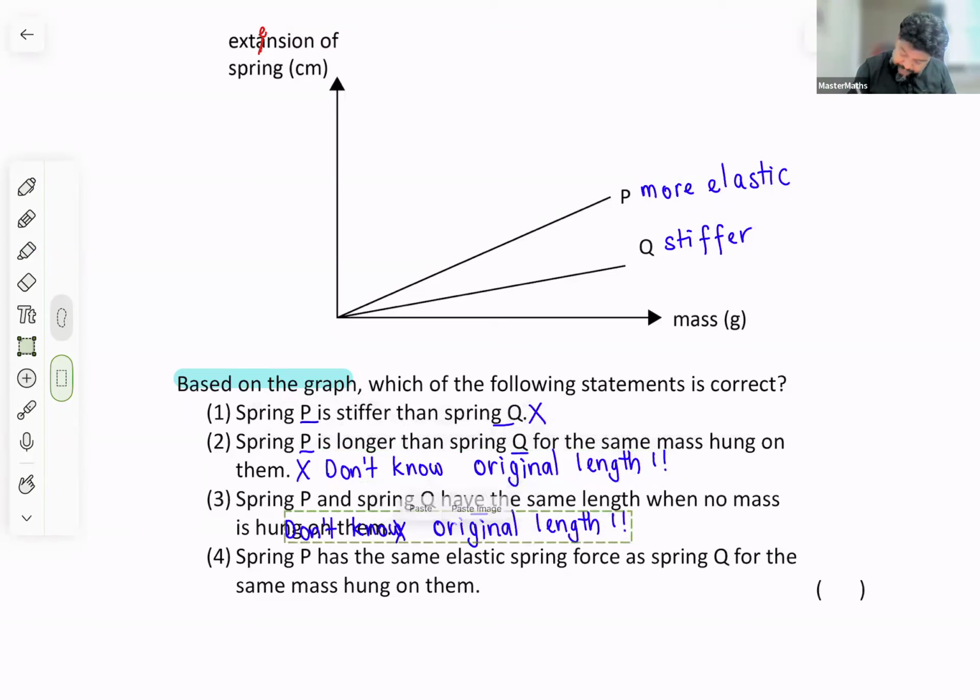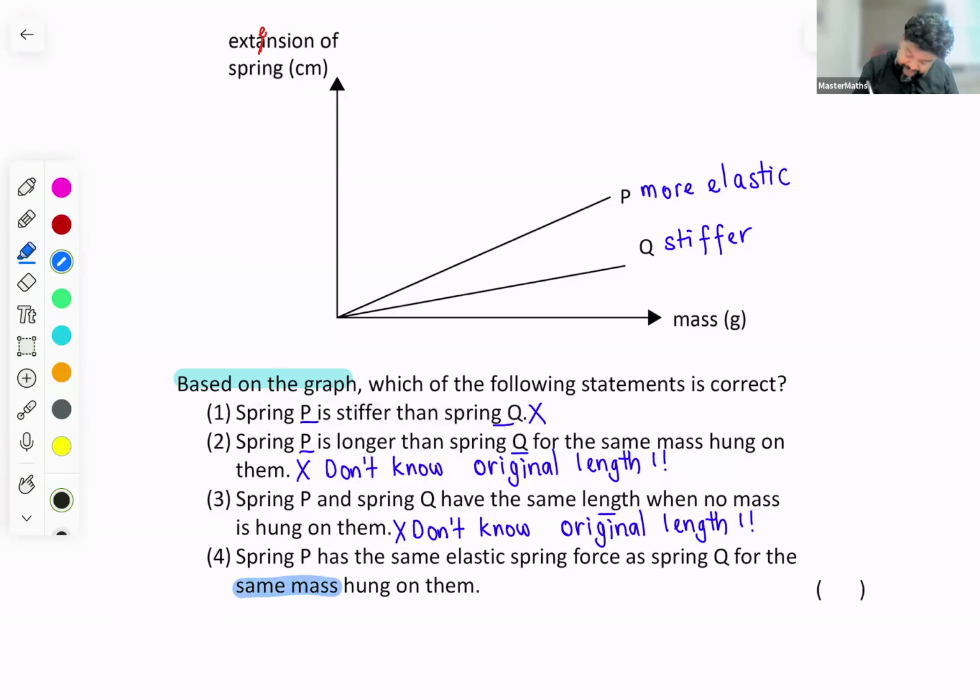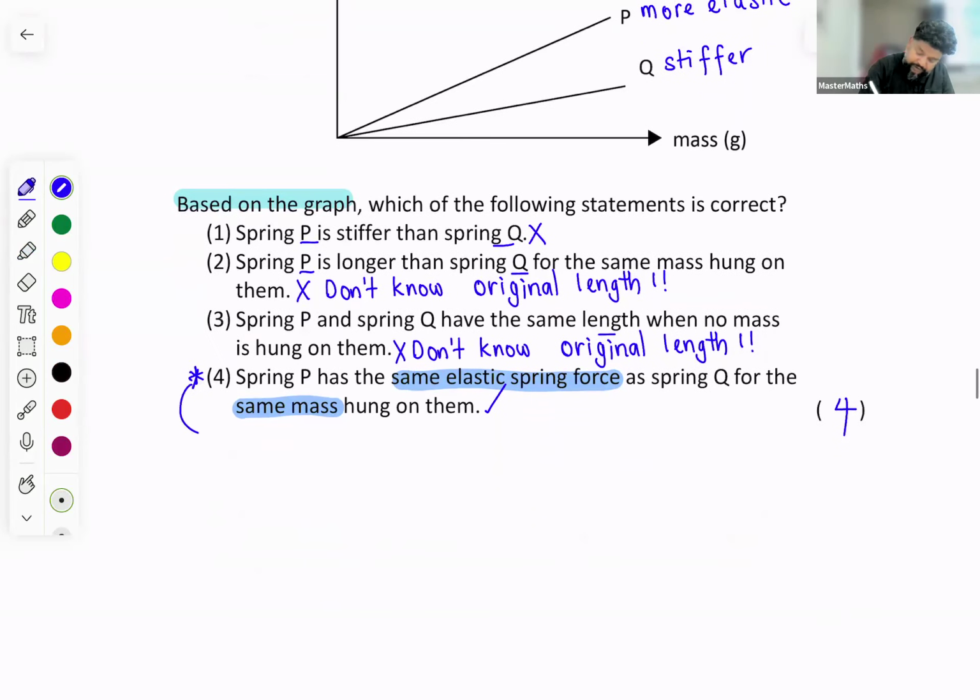Then the last one, if they have the same mass hung on them, they have the same elastic spring force. This is true. So it's this option. This concept I was not taught. Okay, this was not taught. But how do you arrive at this answer? Is by applying the method of elimination.